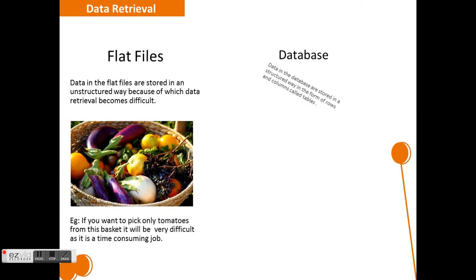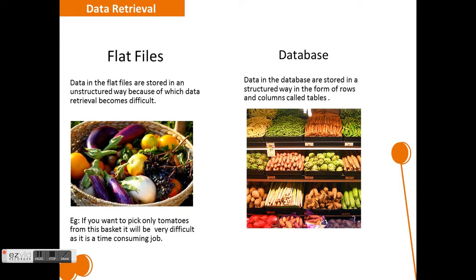Whereas in the database, it is stored in a more structured manner in the form of rows and columns called tables. As we see in this picture, all the vegetables are sorted out and placed neatly in a tabular form, which enables a quick retrieval for any vegetables we require.